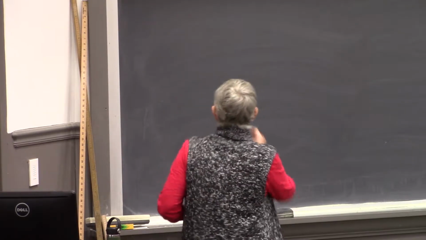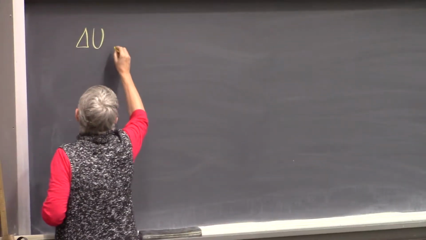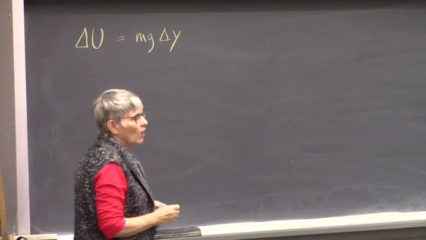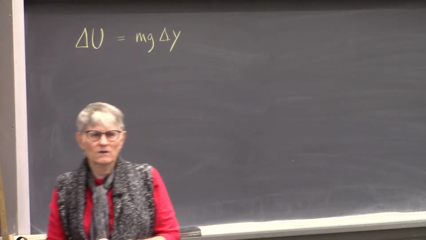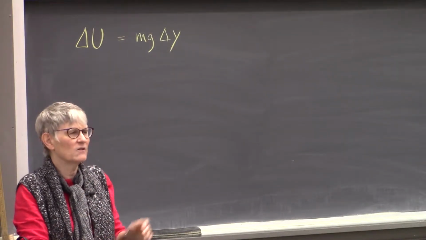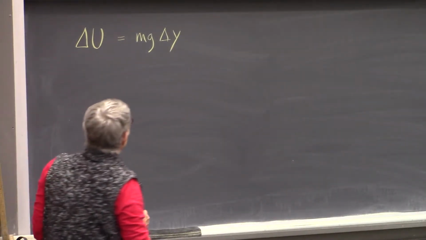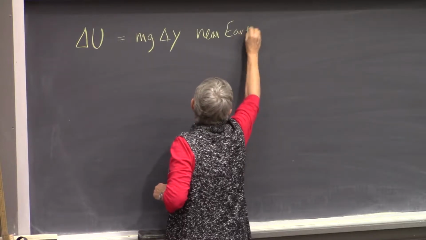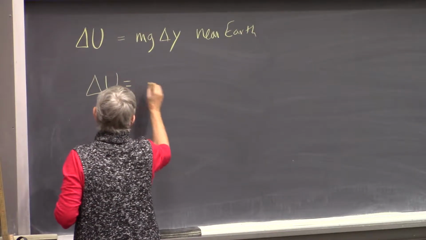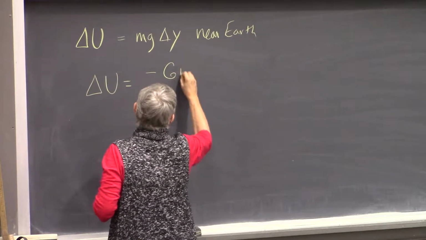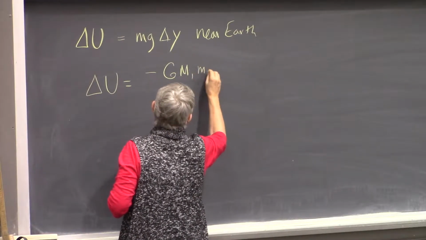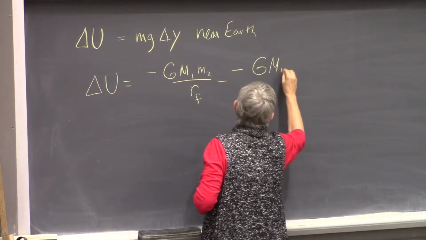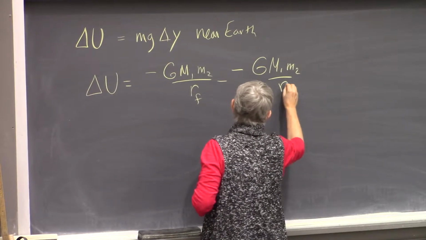So we have that near the Earth's surface, the change in gravitational potential energy was mg delta y, and we got that from saying, well, the work done internally was mg delta y, but it actually is related to this expression. So the change of potential energy is minus G m1 m2 over r final minus minus G m1 m2 over r initial.